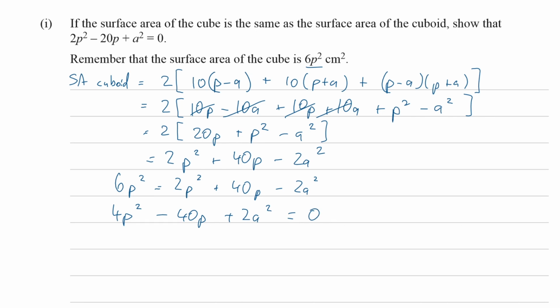Okay, it's looking pretty close, but I see that we could divide everything by 2. And then we're left with that equation. So what this says is if we want the surface area of the cuboid to equal the surface area of the cube, this relationship must be true for p and a.